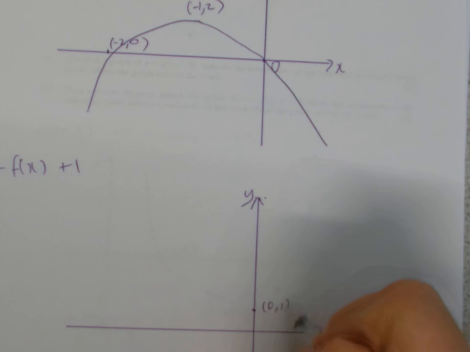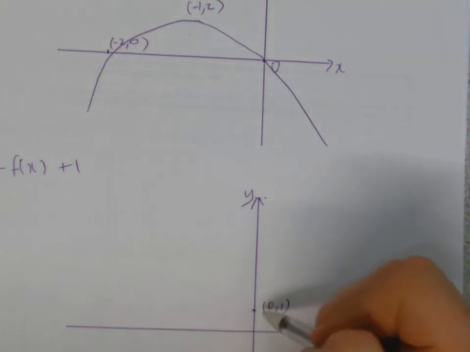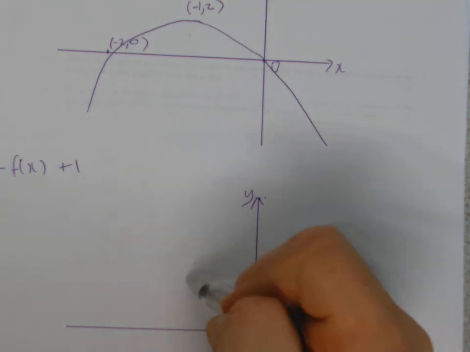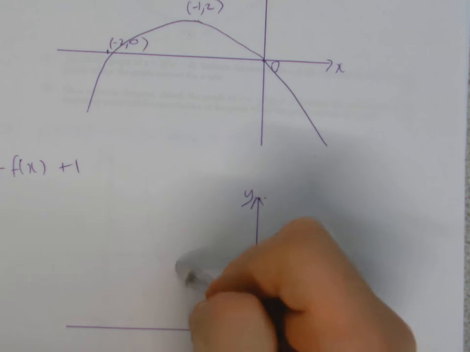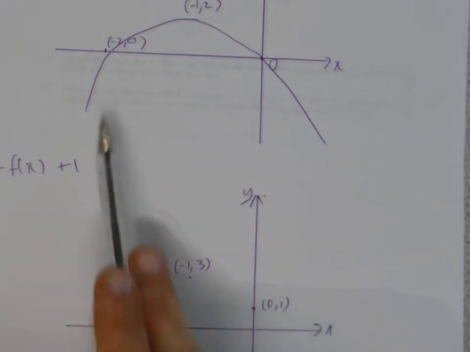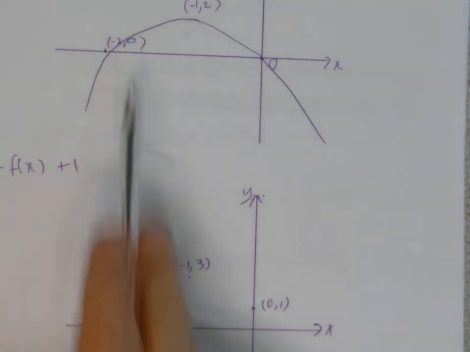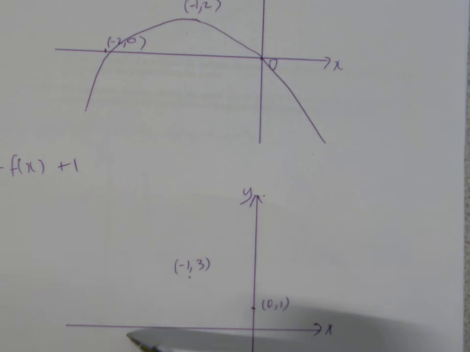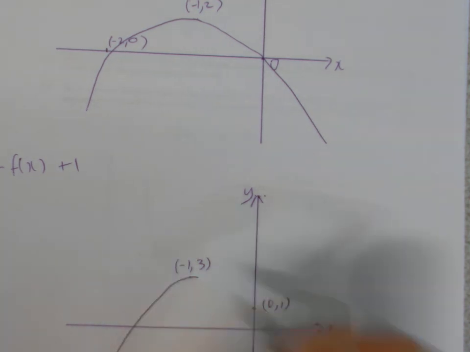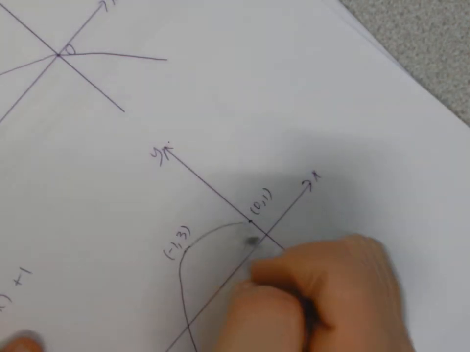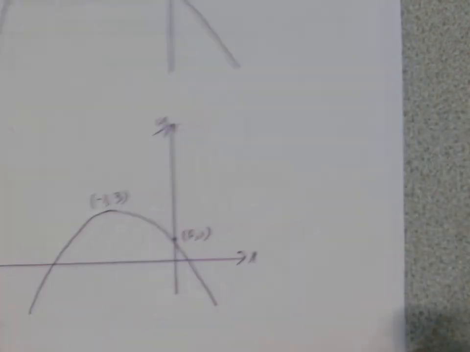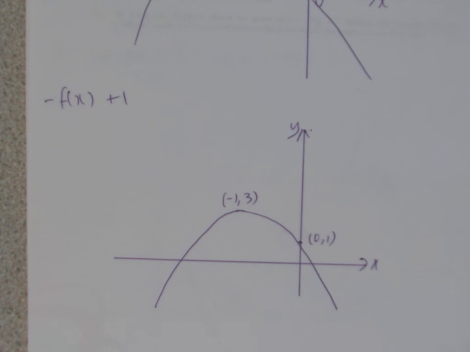Okay, it's going to go through there, and it's important you note that point on the y-axis where it goes through. The maximum then, of course, it's going to be minus 1, 3 now, right? And that minus 2, 0, well, that's going to shift up, isn't it, to minus 2, 1. We won't actually know now where it crosses here, but that doesn't matter, it's not asking for it. Okay, so we've got our minus f of x plus 1.